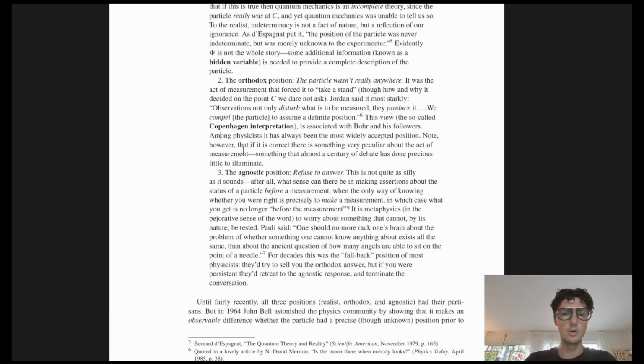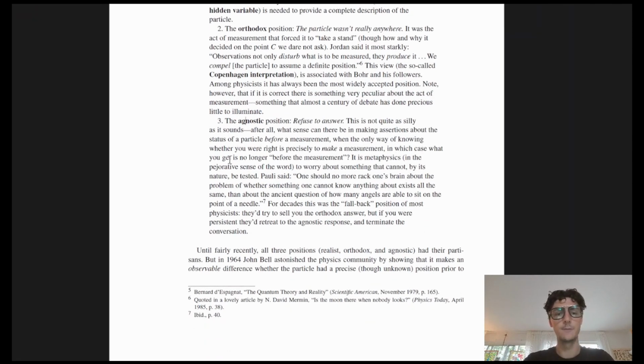Note, however, that if it is correct, there is something very peculiar about the act of measurement, something that almost a century of debate has done precious little to illuminate. David Griffiths always has such a weird way of writing. Precious little to illuminate. Like, what a poet. Let's read the last point. The agnostic position: refuse to answer.